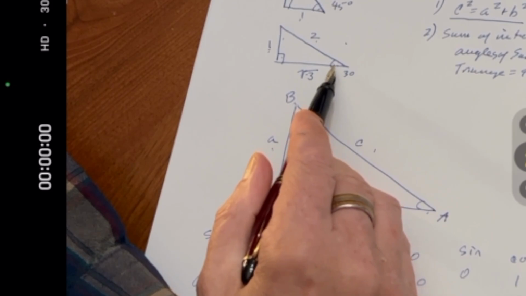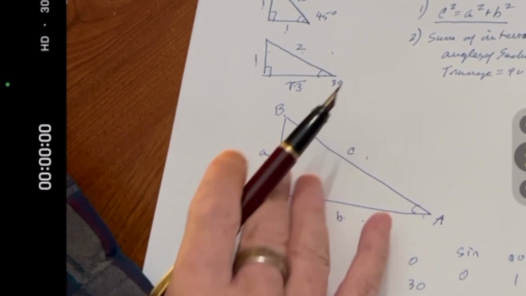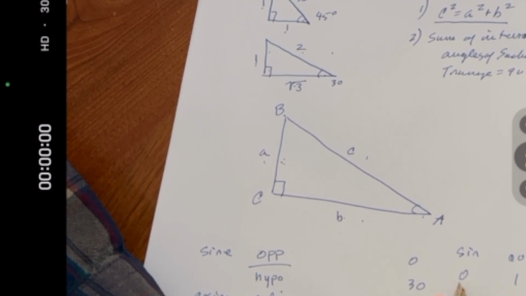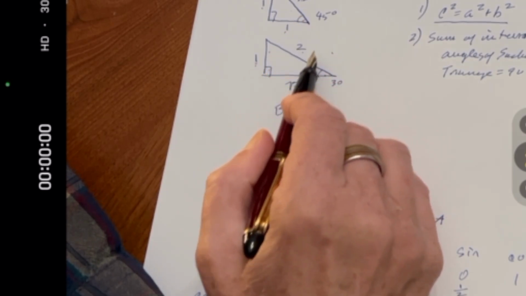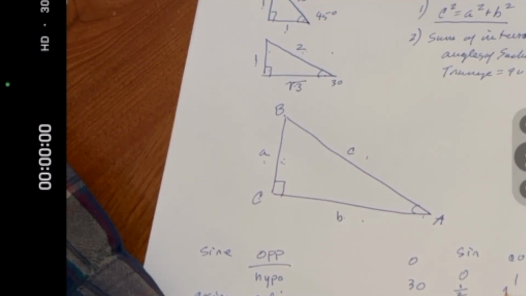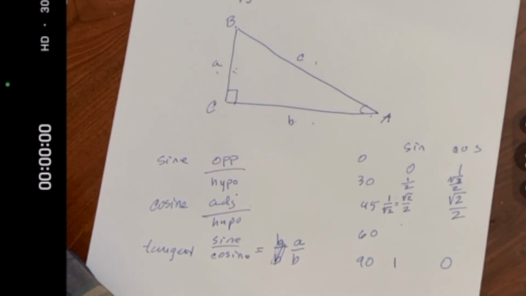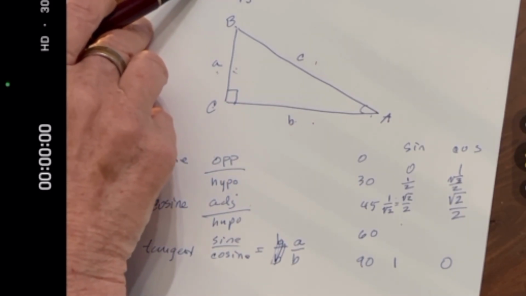So if we look at 30 degrees, what's the sine of 30 degrees? Well, it's 1 over 2. So we'll put in 1 over 2 there. What's the cosine of 30 degrees? Well, it's square root of 3 over 2. Right there. Okay? How about 60 degrees over here?